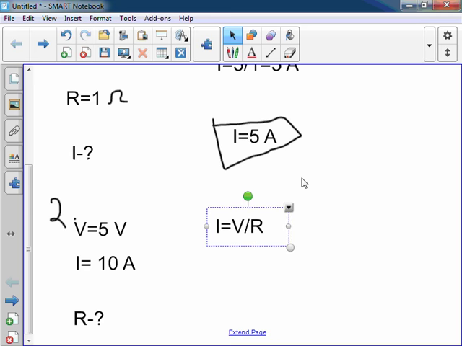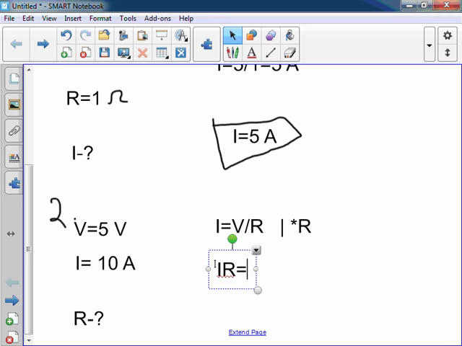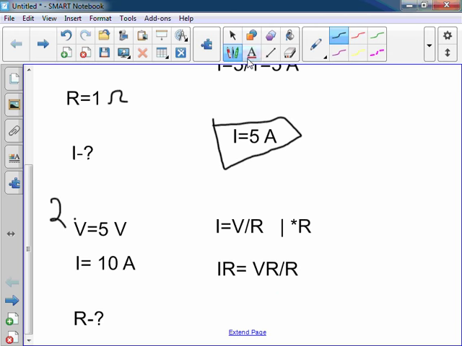And then you're going to probably multiply both sides by R. Then you're going to end up with I times R on one side, and then you're going to have V times R over R on the other side. Well, the R's cancel out nicely, and you get V equals IR. But that's still not enough. We need to do one more.